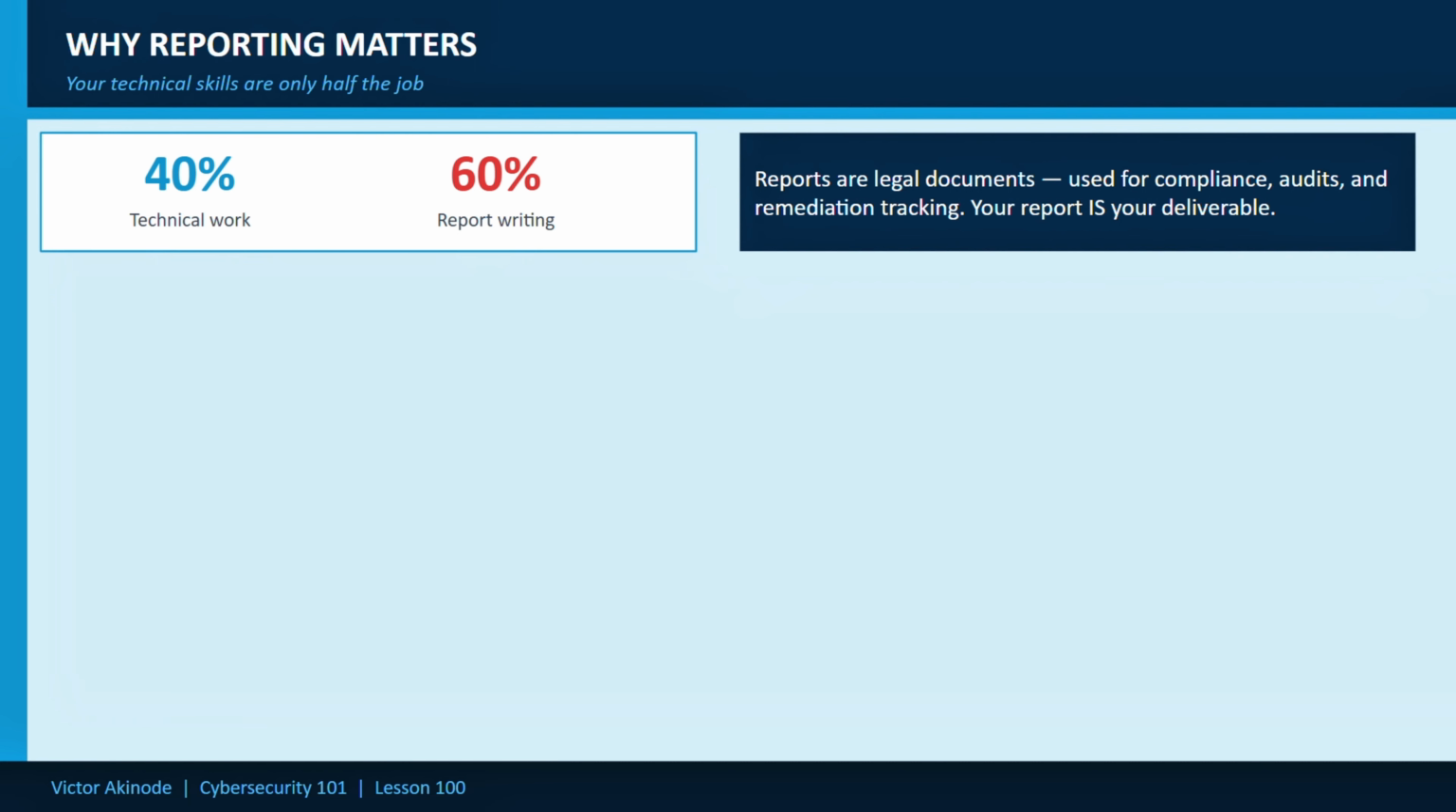Your reports are legal documents. They are used for compliance audits, remediation tracking, and liability protection. Your report represents your professionalism and credibility as a security professional.